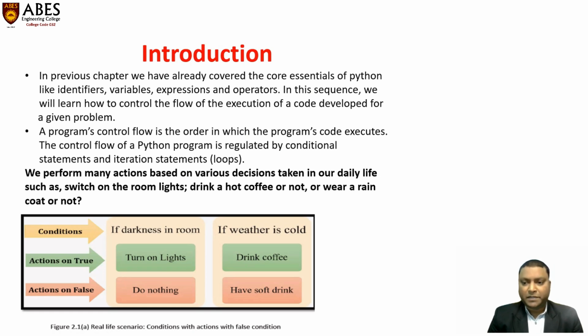In this sequence, we will learn how to control the flow of execution of a code developed for the given problem. Let me explain by taking a real life example. Suppose you want to wear a raincoat. This choice is totally based on the weather forecast. Suppose you are going to drink a hot coffee or not. This decision will be based on the given situation. Similarly, in our programming, whether a particular block of code will execute or not will depend on the given condition.